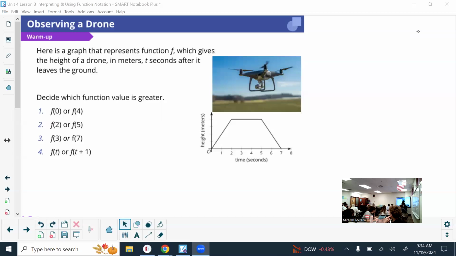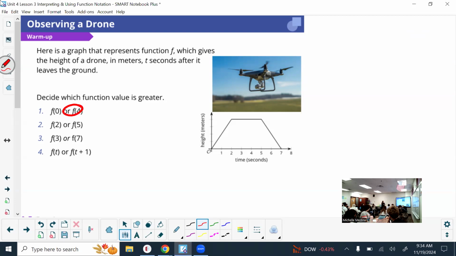All right, table 9, you'll start us off. So for number 1, is f of 0 or f of 4 greater? Table 9. F of 4. Do you guys agree?